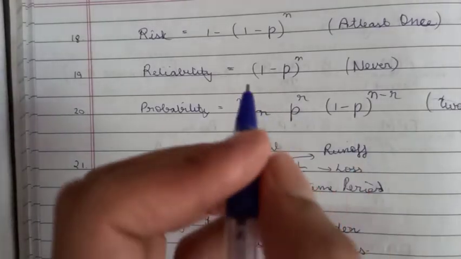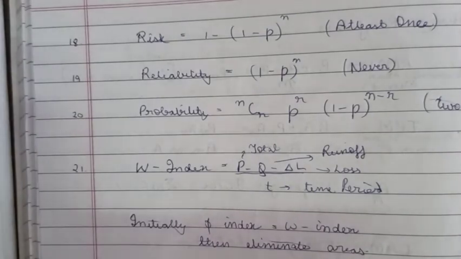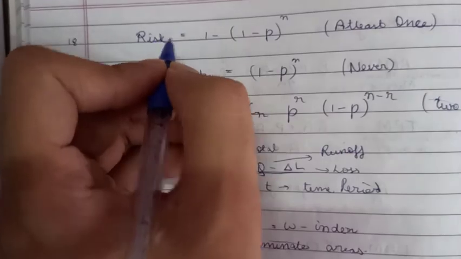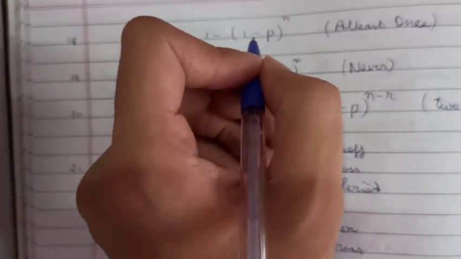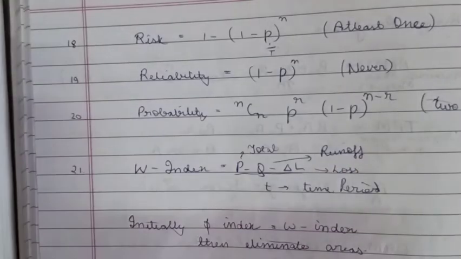Now we will find out the risk. Risk is the event occurring even a single time, at least one time. So risk will be equal to 1 minus p to the power n, where p is equal to 1 upon t, where t is return period.